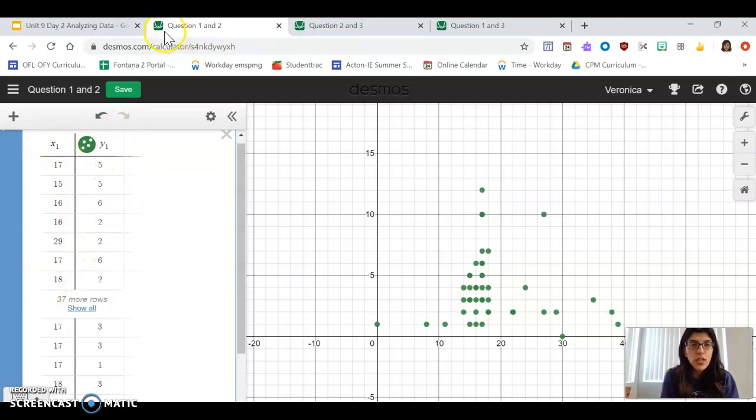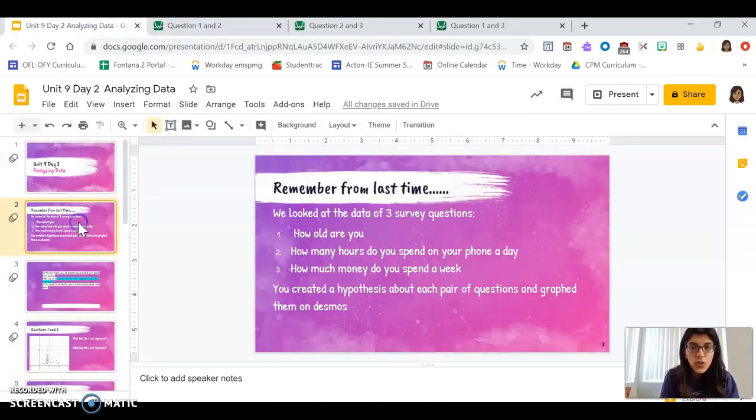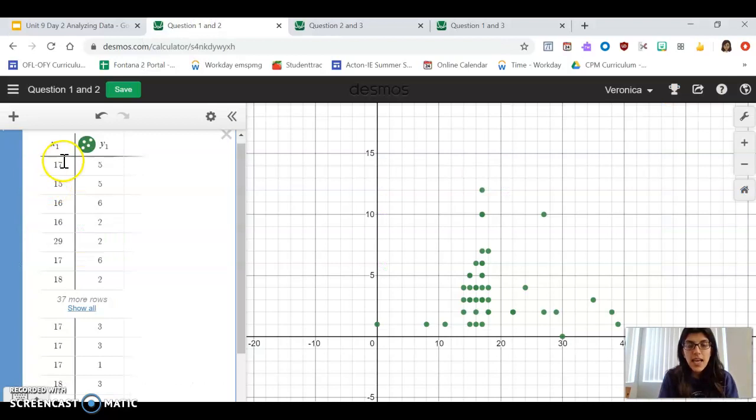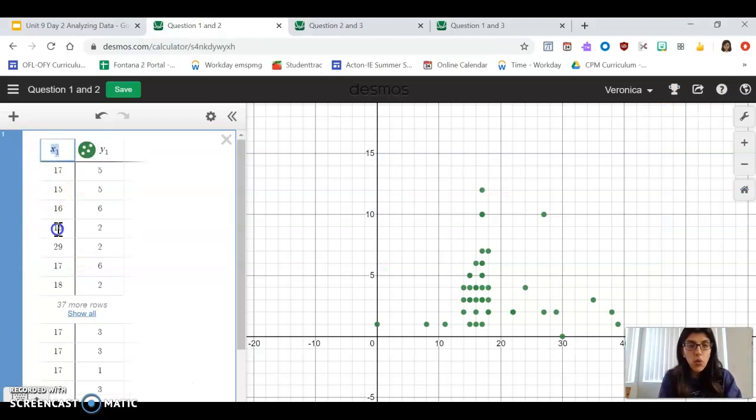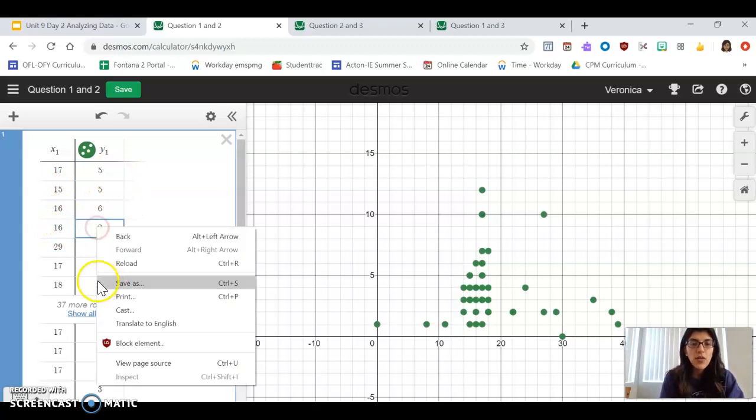So question 1, I'm going to go back and look at it. Question 1 was how old are you? Question 2 was how many hours do you spend on the phone a day? So that just means X represents how old you are. These are all the responses for how old you are, and you could see how they're close to like high school age, 17, 15, 16. And then these are how many hours you spend on the phone a day.